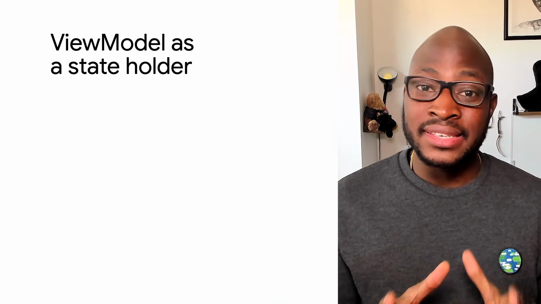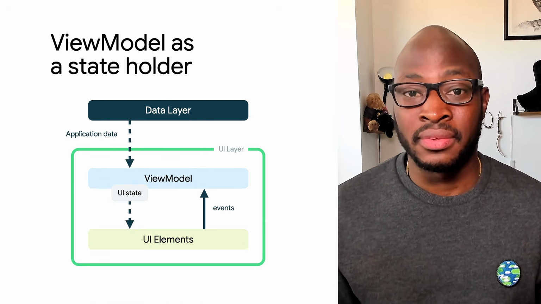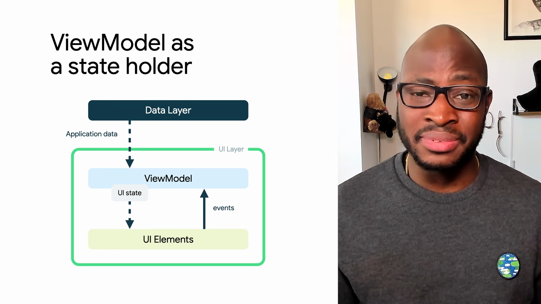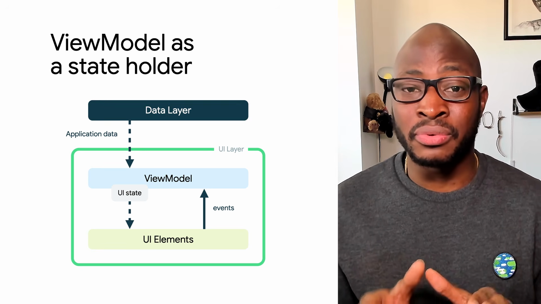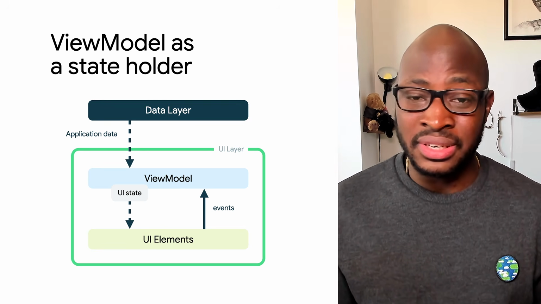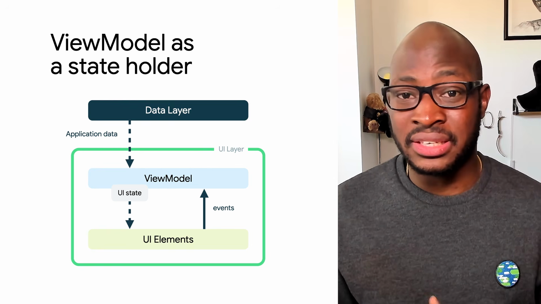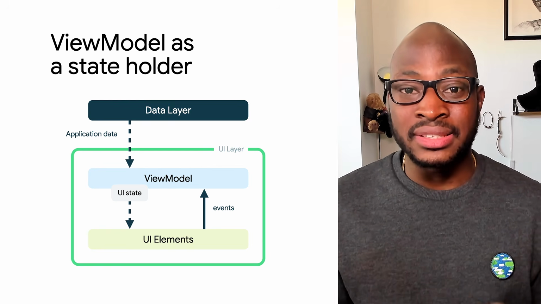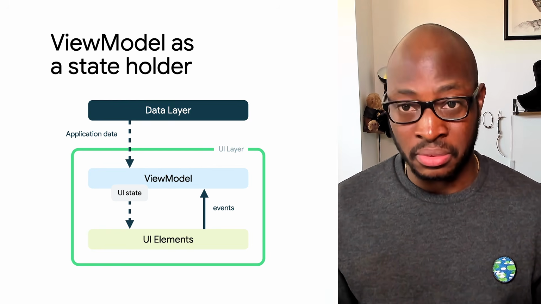App data changes over time, due either to data updates or user actions. It is therefore often beneficial to delegate the management of the UI state to a separate type. This prevents the UI from being both the UI and the state manager. This separate type is called a state holder. State holders come in a variety of shapes and sizes depending on the UI elements they produce state for. For screens, activities, fragments, or navigation destinations, a view model instance is typically the primary state holder.